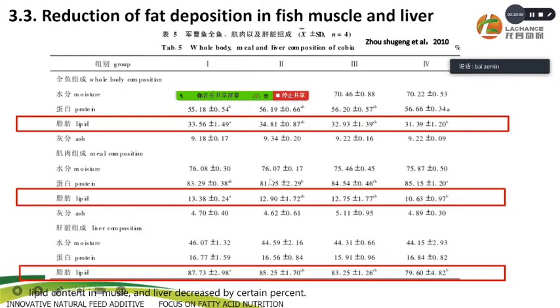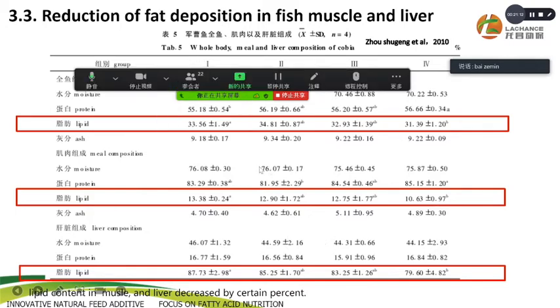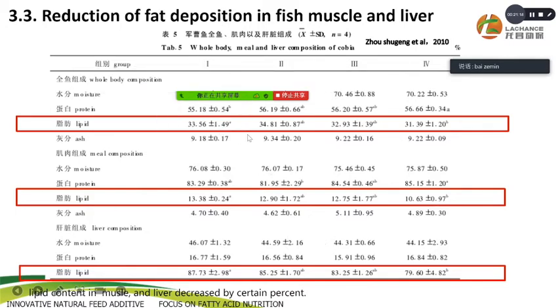Let's move on. We also did the same trials. Finally, they analyzed the lipid in the muscle and the lipid in the liver, and all dropped. But for the whole fish, there was not much difference. I think because the fish is so big and the lipid is so low, maybe this is an error.